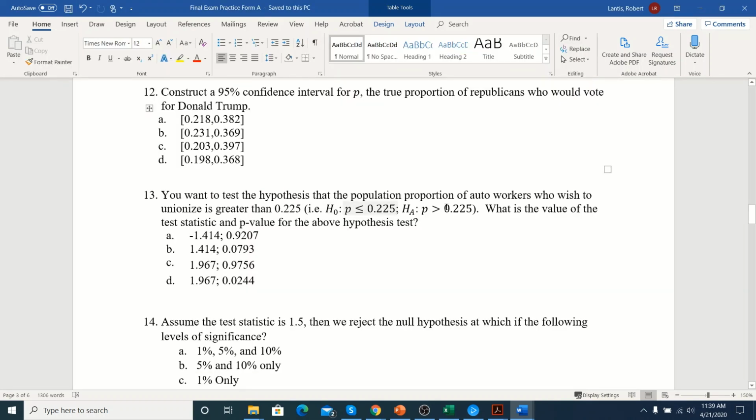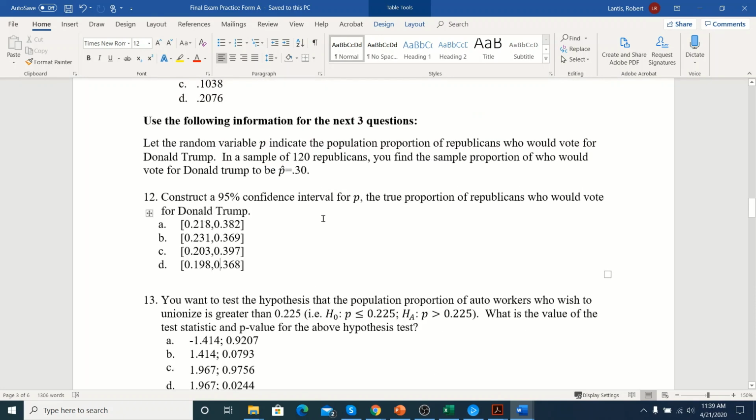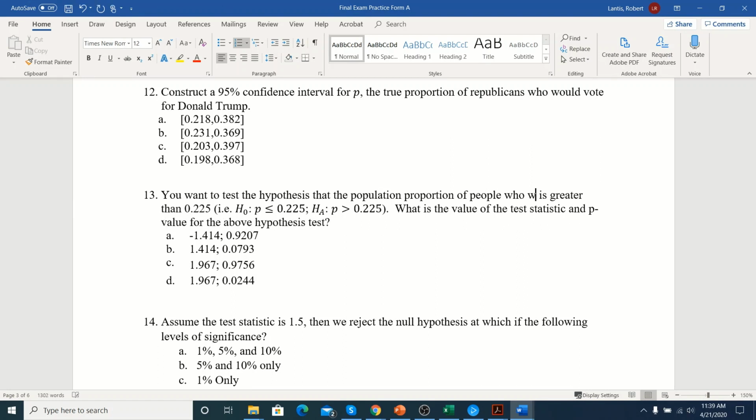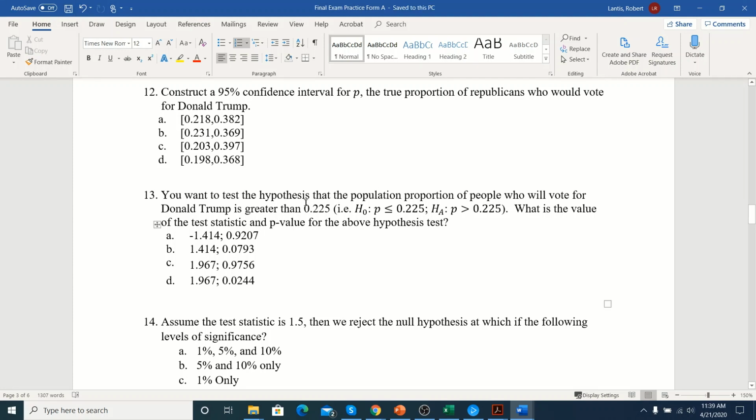Let's say you want to do a hypothesis test of the population proportion of auto workers. Well, I changed the example here. Not auto workers. Let's do people who will vote for Donald Trump. I'm sure I used some copy pasting at one point and changed the example. So let's say you want to test for whether or not the population proportion of people who will vote for Trump is greater than 0.225. What's the value of a test statistic and the p-value?